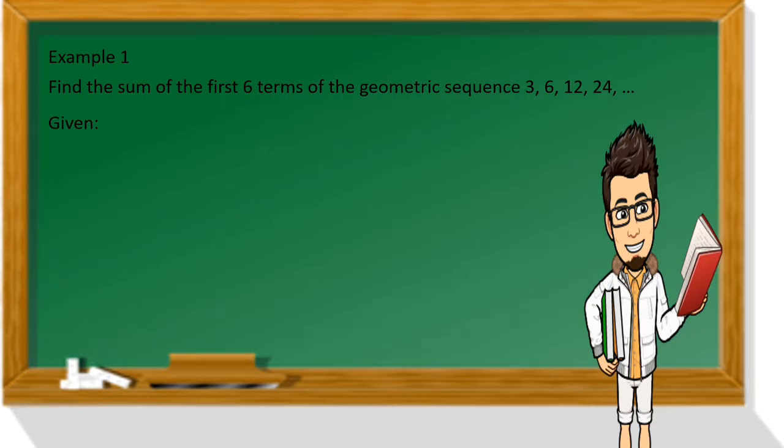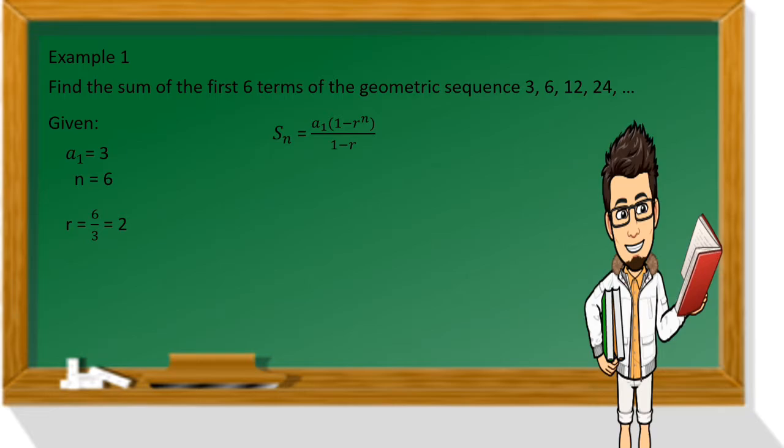So we have the given a sub 1 is equal to 3, n is equal to 6, r is equal to 6 over 3, or equal to 2. If you notice, our common ratio is not equal to 1. So therefore, we are going to use the formula s sub n is equal to a sub 1 quantity 1 minus r raised to n all over 1 minus r.